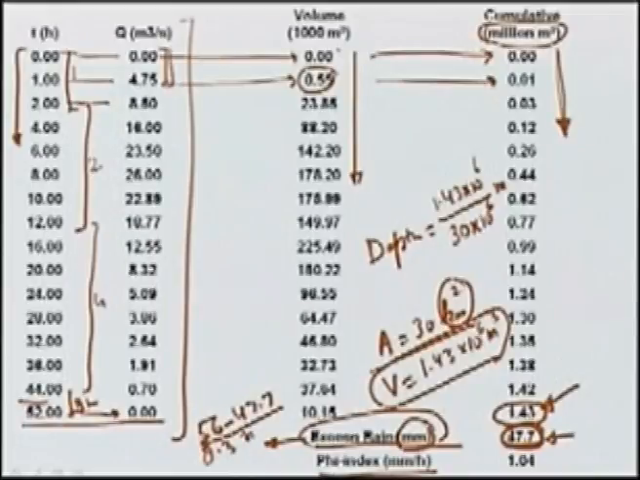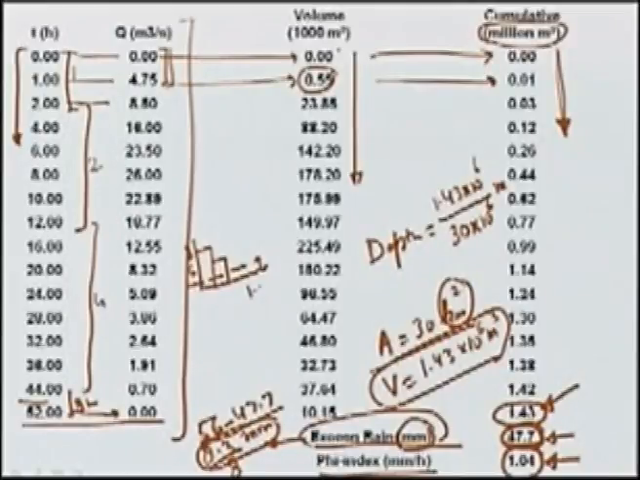so 8.3 millimeter. This 8.3 millimeter loss is occurring over a time period of 8 hours. Therefore, we can say that the phi index will be 8.3 divided by 8, which is 1.04 millimeter per hour. So, if our rainfall is like this, 8 and 6, then we have a phi index of 1.04.